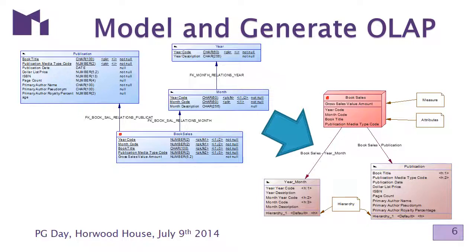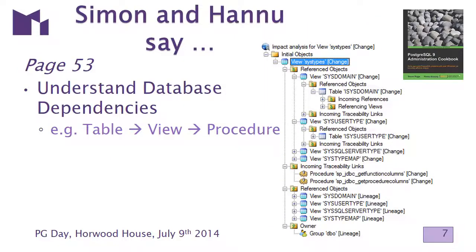Model and generate an OLAP. Take a relational design. Figure out what the candidate facts and dimensions are, generate a dimensional model from that, and from that generate and build your OLAP cube, and generate the scripts to move the data from one to another.